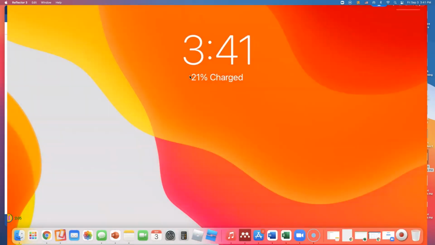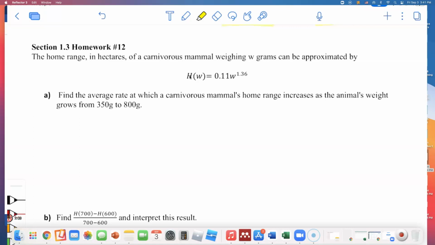Sorry, my iPad just stopped. All right, find the average rate at which a carnivorous mammal's home range increases as the animal's weight grows from 350 to 800 grams. We must be talking about a tiny animal.